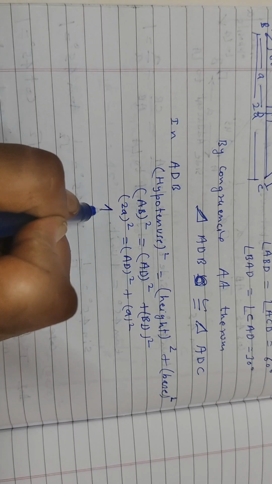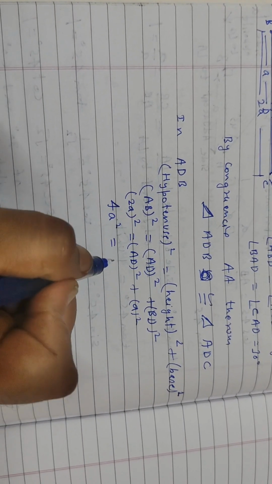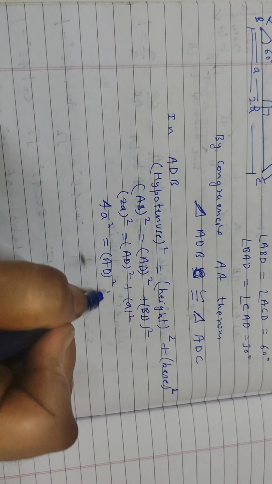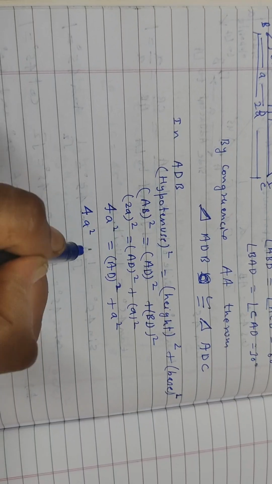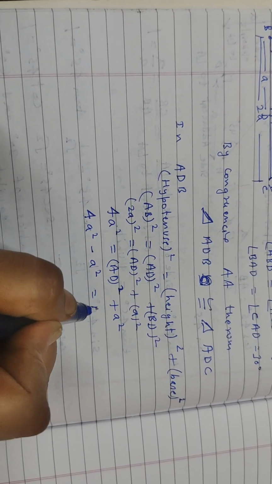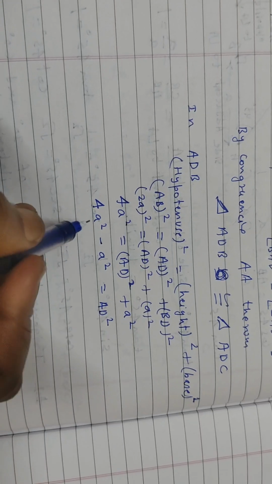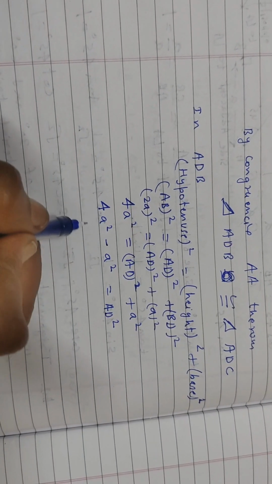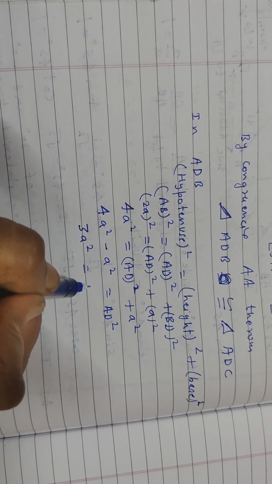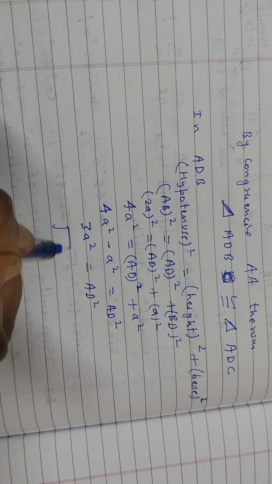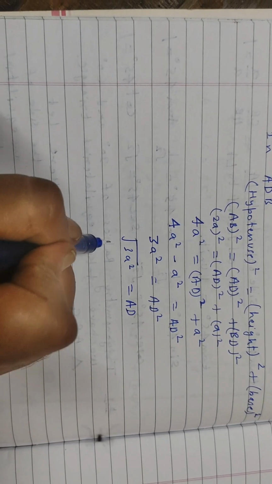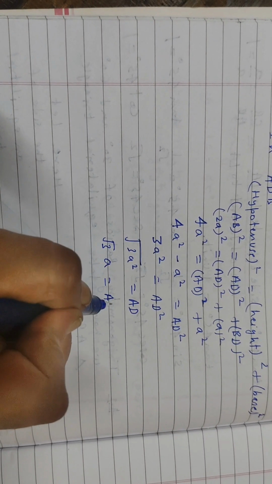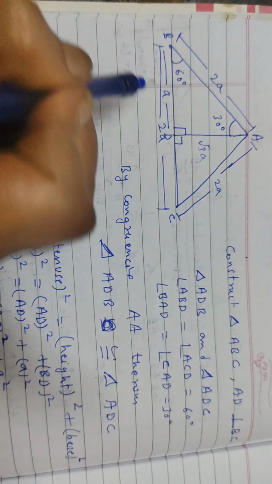So 2A squared is 4A squared, minus A squared, gives AD squared. So 3A squared is equal to AD squared. So root 3A is equal to AD. AD length is root 3A.